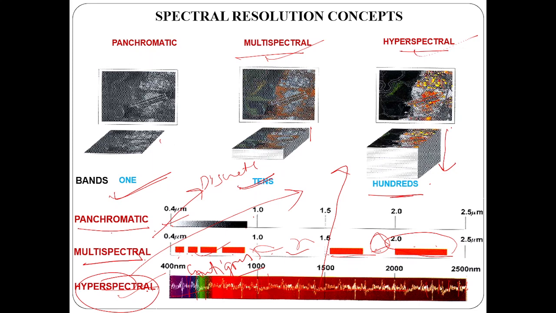This will give a continuous spectrum, and this will give a discrete spectrum. And panchromatic has a very different application. We can talk about this later.